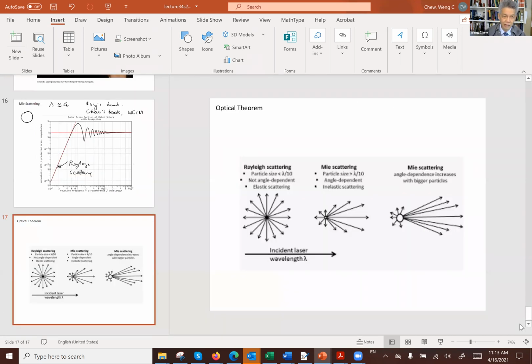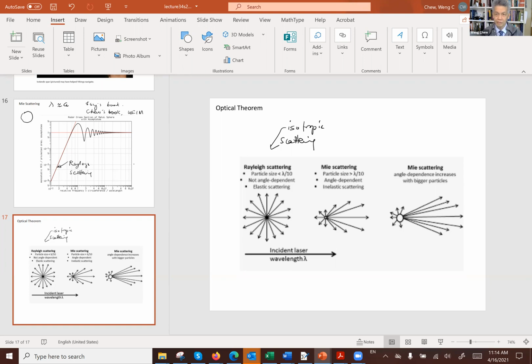Then the next thing I'd like to talk about is the optical theorem. Optical theorem is the fact that when you have Rayleigh scattering, the wave comes in, induces a dipole. The dipole essentially scatters in all directions. Okay, so the scattering pattern of Rayleigh scattering is what we call isotropic. Okay, so we can say that this is isotropic scattering.